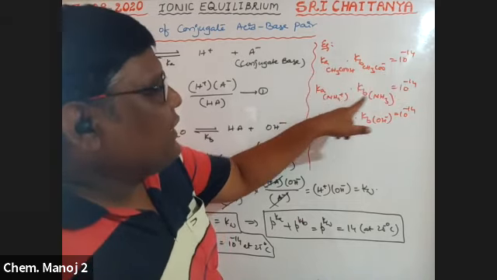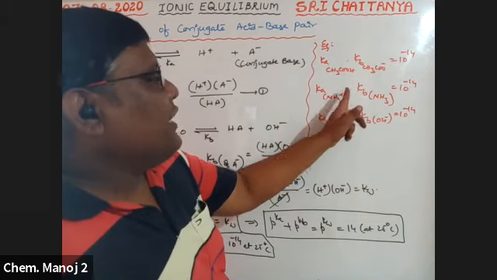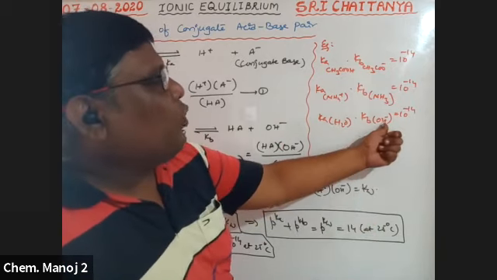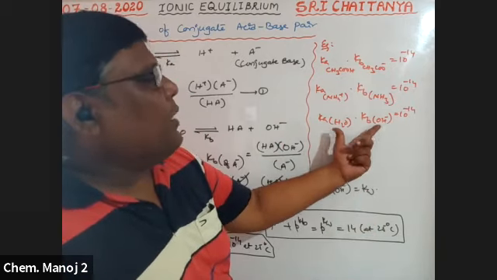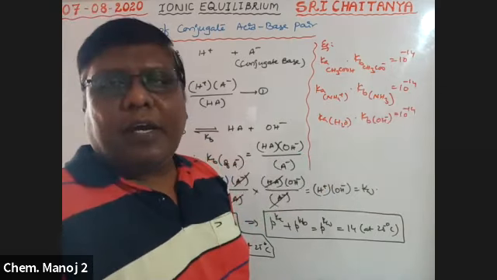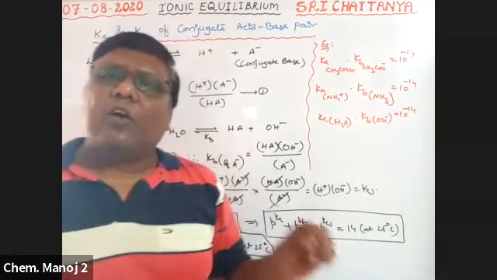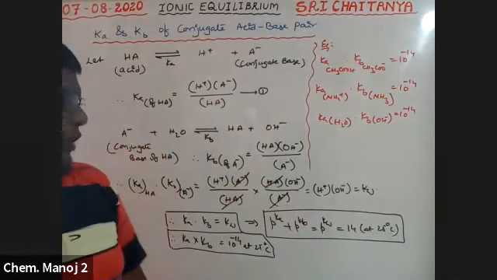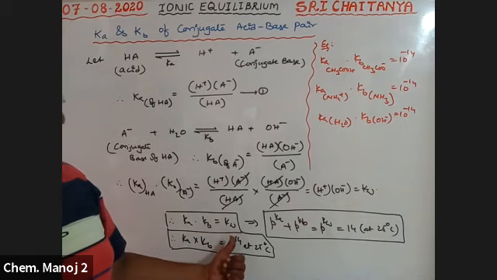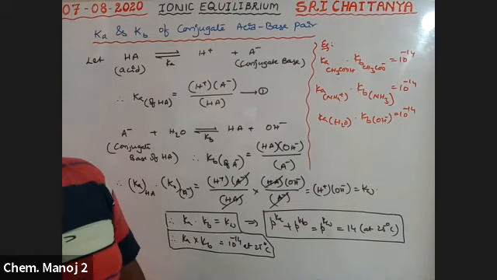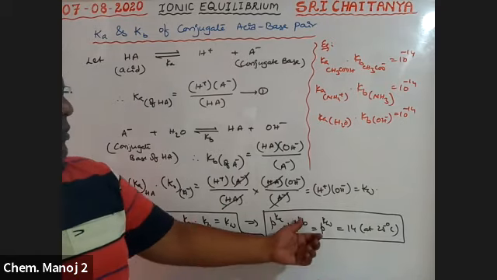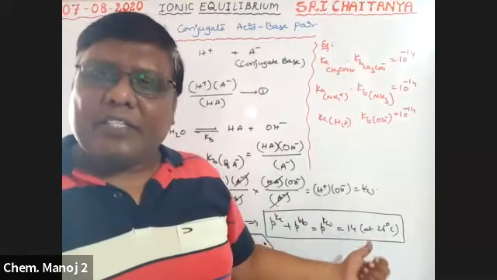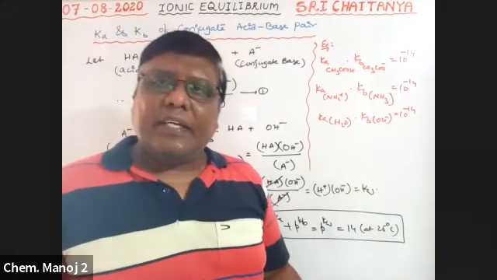Similarly, NH4 plus is an acid, NH3 is a base, and Ka of the acid into Kb of its conjugate base is equal to 10 power minus 14. Water is an acid, OH minus is a base, so their multiplication value is also equal to 10 power minus 14. That means for any conjugate acid base pair, Ka into Kb is equal to Kw, which is 10 power minus 14 at 25 degrees centigrade. Similarly, pKa plus pKb of a conjugate acid base pair is equal to pKw at any temperature, and is equal to 14 at 25 degrees centigrade.